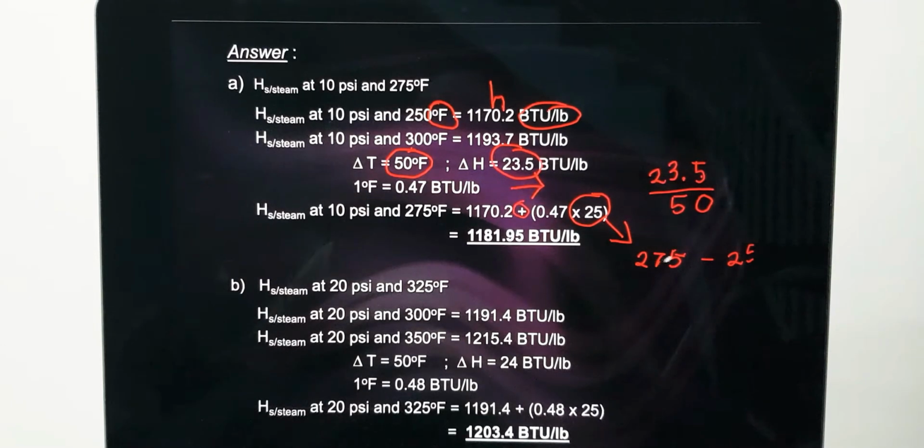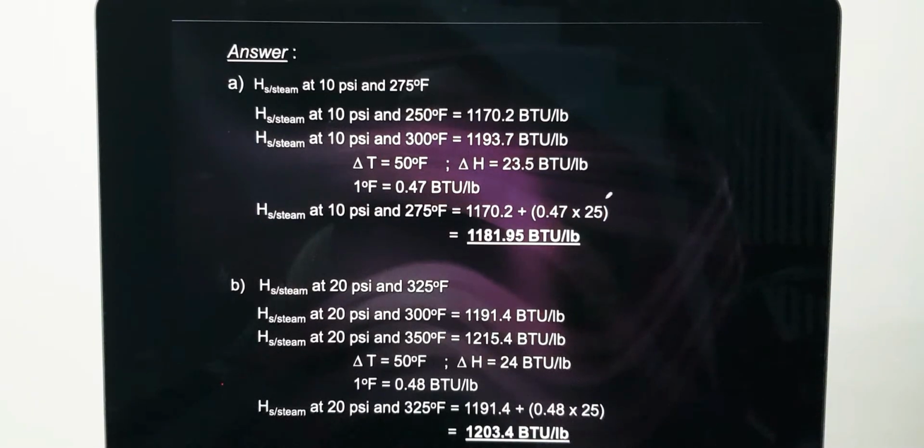Let me erase this first so that you have a better understanding. This 25 comes from 275 minus 250, so you'll be able to get 25. 275 is the temperature stated in the problem statement. 250 is the temperature given by the superheated steam table. Alright, then we move on to the following example.